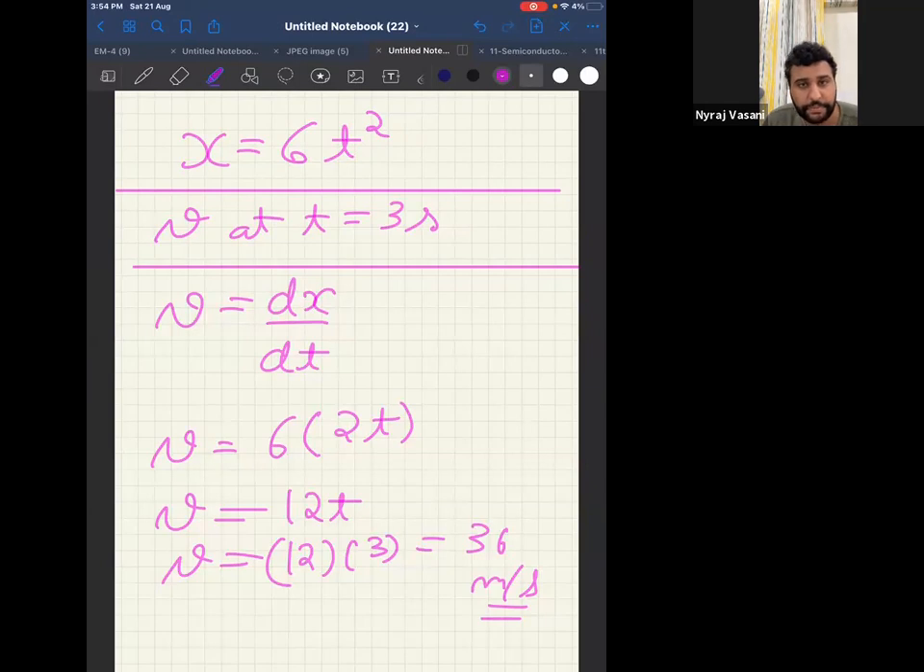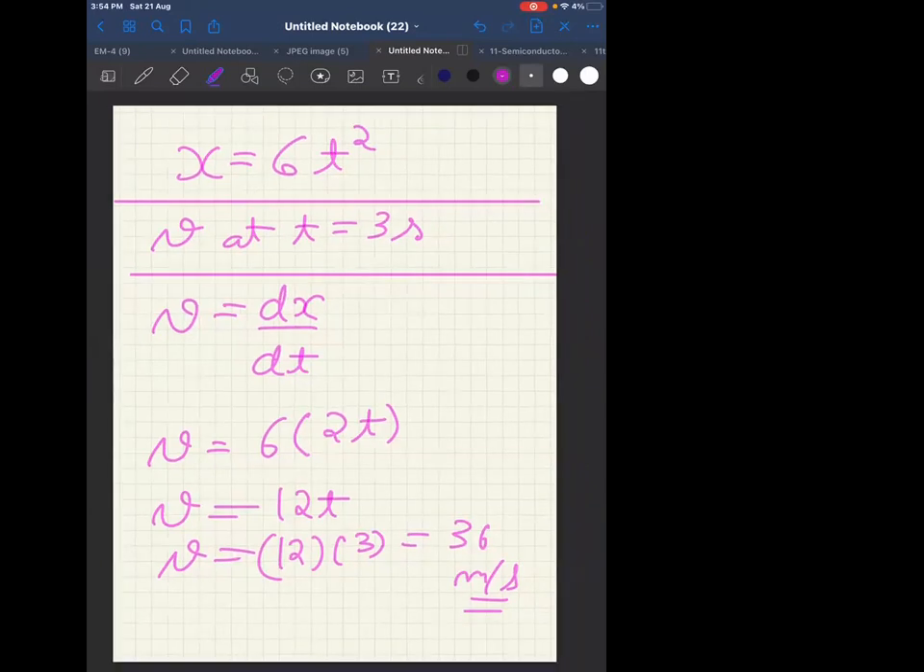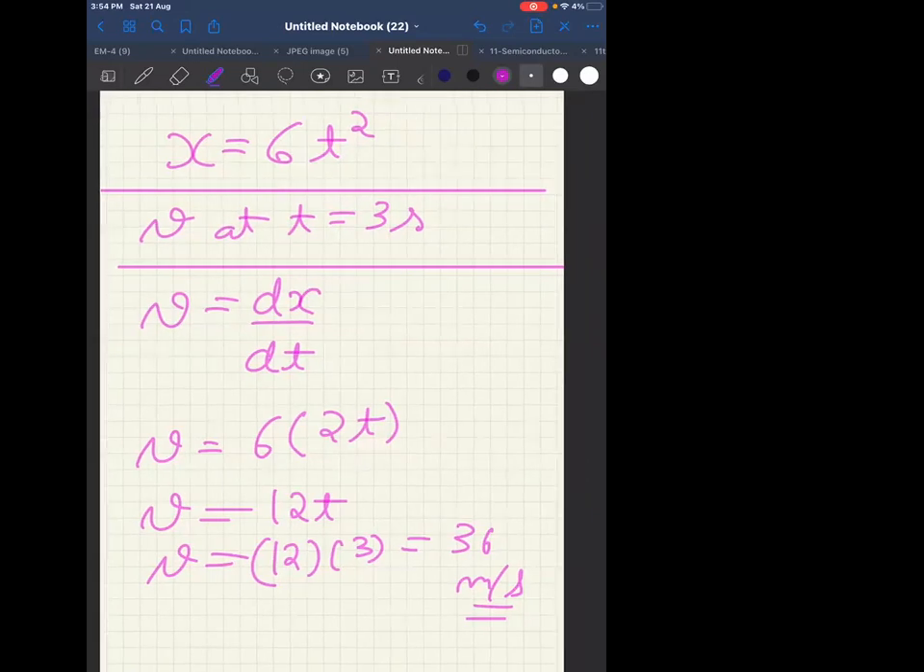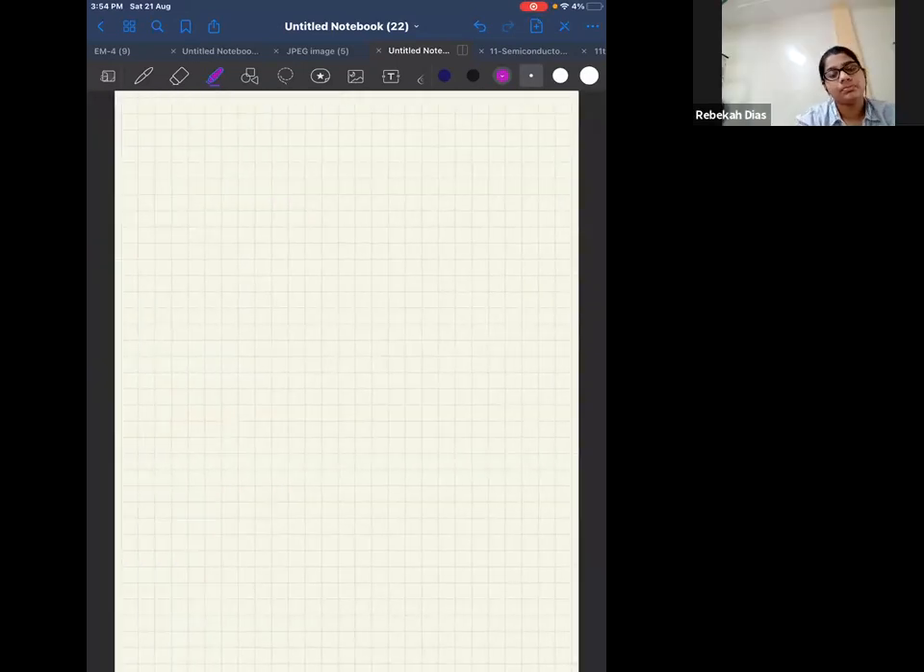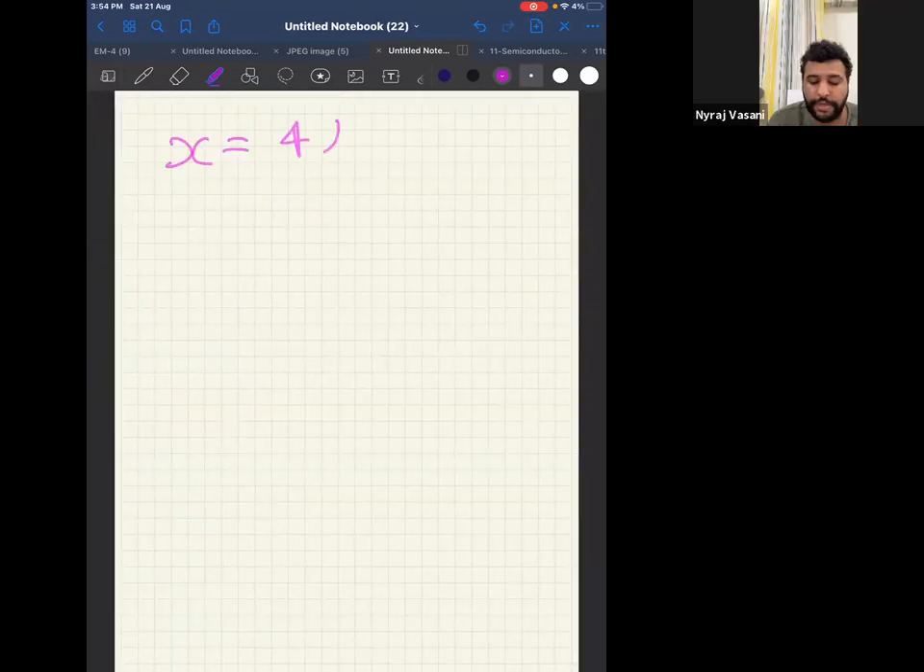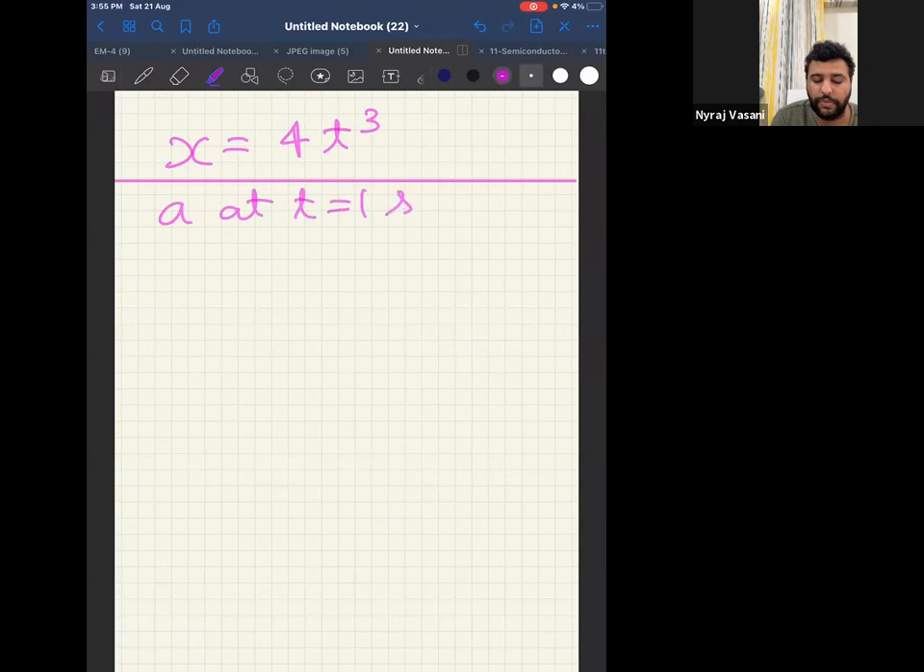Next question, can we go? Displacement is 4t cube. What is acceleration at t equal to 1 second? Start.